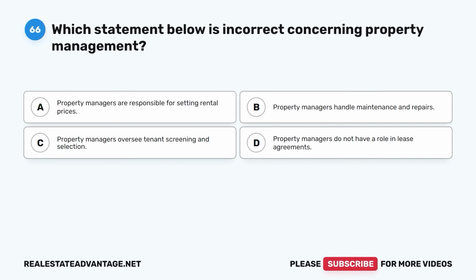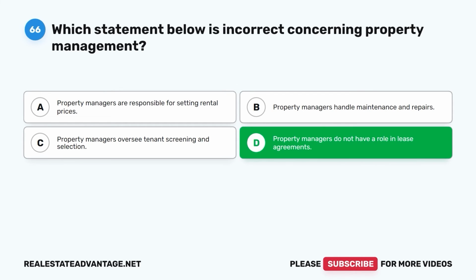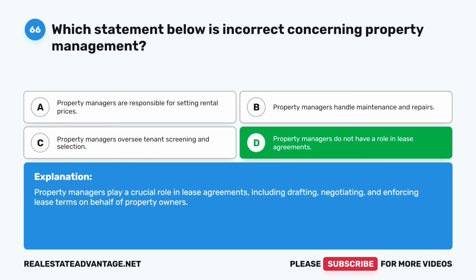Question 66. Which statement below is incorrect concerning property management? A. Property managers are responsible for setting rental prices. B. Property managers handle maintenance and repairs. C. Property managers oversee tenant screening and selection. D. Property managers do not have a role in lease agreements. The correct answer is D. Property managers do not have a role in lease agreements. Property managers play a crucial role in lease agreements, including drafting, negotiating, and enforcing lease terms on behalf of property owners.